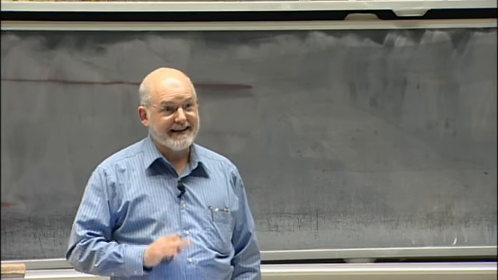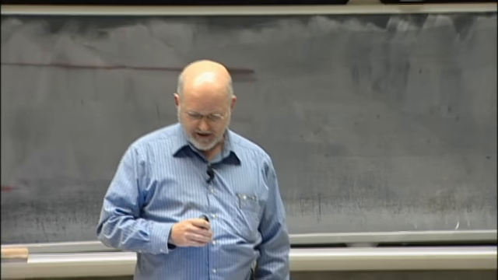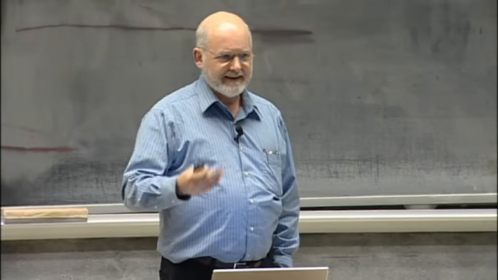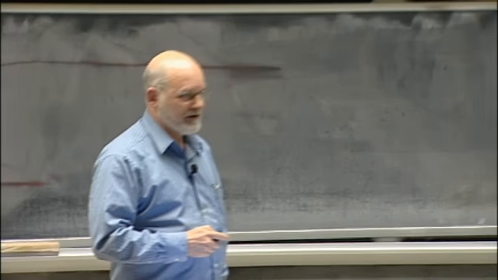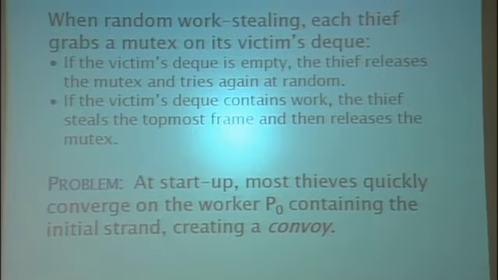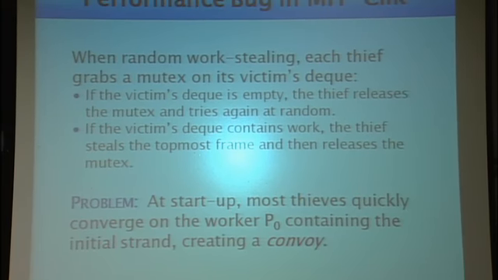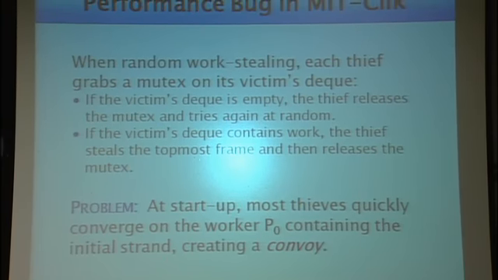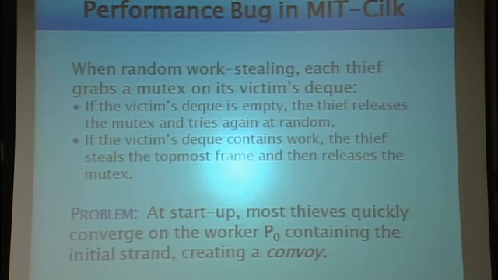Okay, let me show you the bug. It is very subtle. As I said, we didn't realize we had this bug until we noticed some codes on which we weren't getting the speedups we were expecting. So let me show you where this bug comes from. Here's the problem. At the startup, most thieves will quickly converge on the worker P0 containing the initial strand, creating a convoy. So let me show you how that happens.